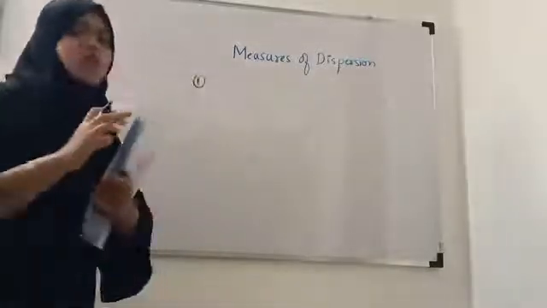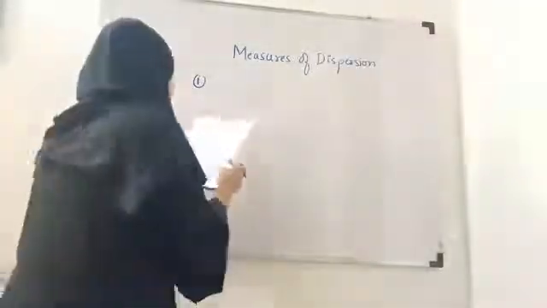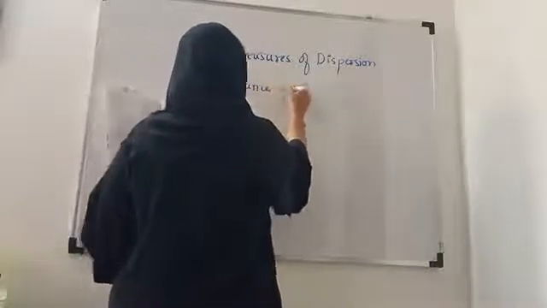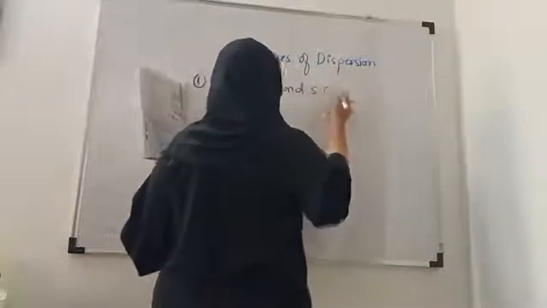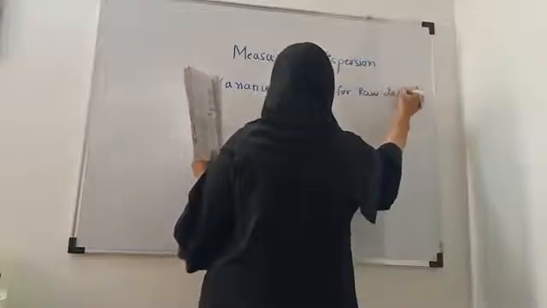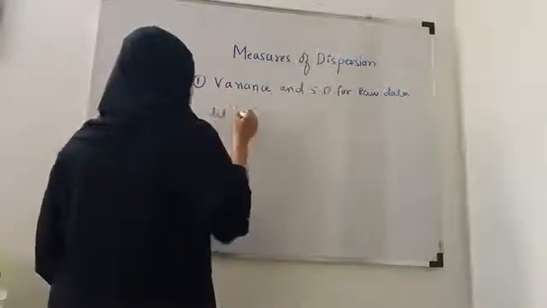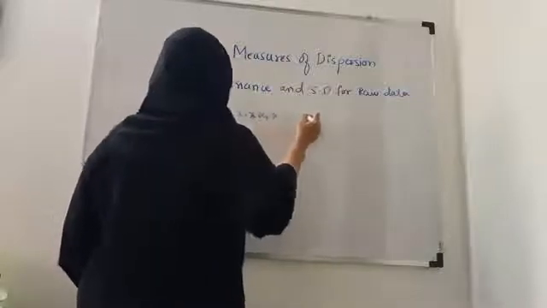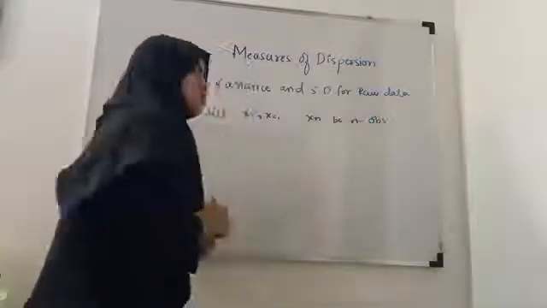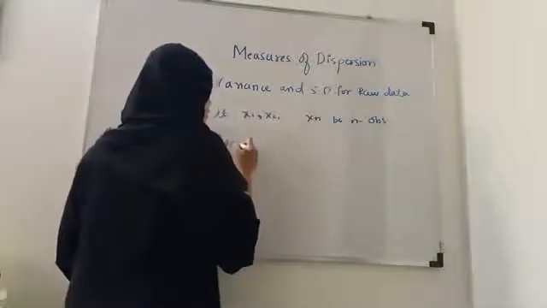The first one is the raw data, that means only the observation will be given. Okay, so that is called a raw data. So first of all, the variance and SD. SD means standard deviation for raw data. Okay, so raw data means only the observation will be given to you. So let x1, x2 up to xn be the n observation.